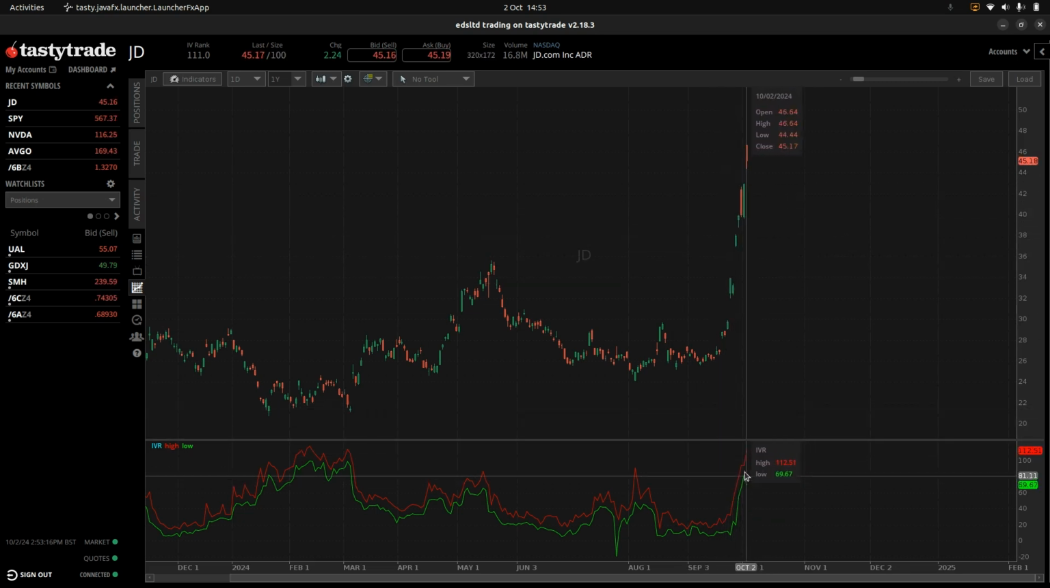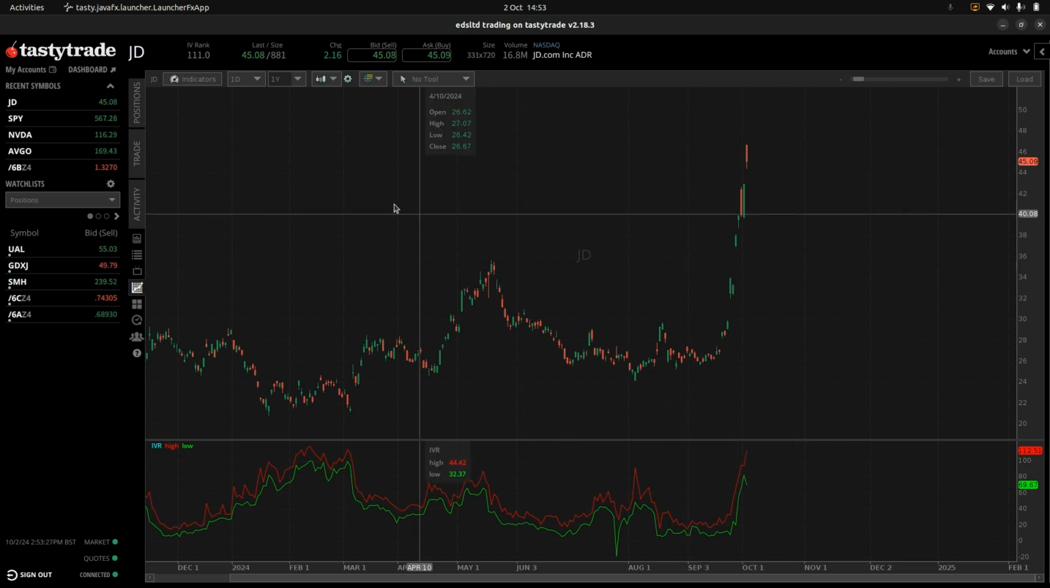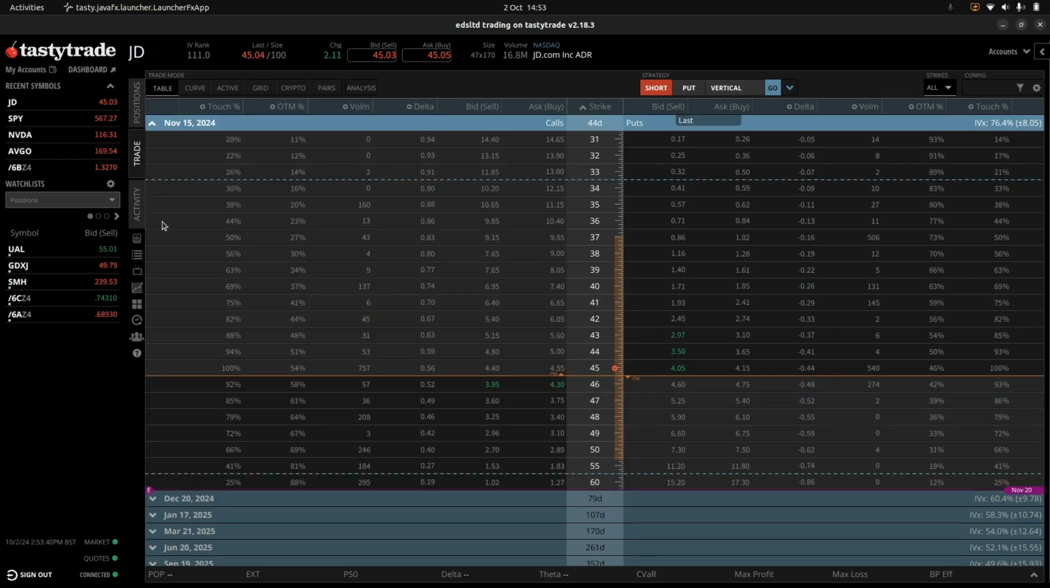Right now, IV rank is super high, and I know that if we can get a contraction in volatility, that will have a very nice effect on our P&L. So for me, I'm actually going to take a look at JD. So if we pull up the trade tab, we know we're going to be 44 days out, November 15th. We've got earnings on November 20th. Hopefully we'll be out of the trade by then.